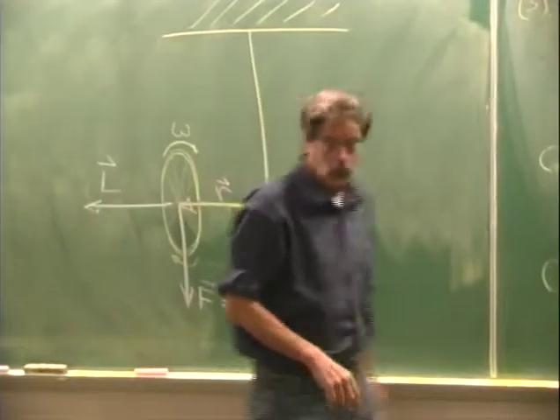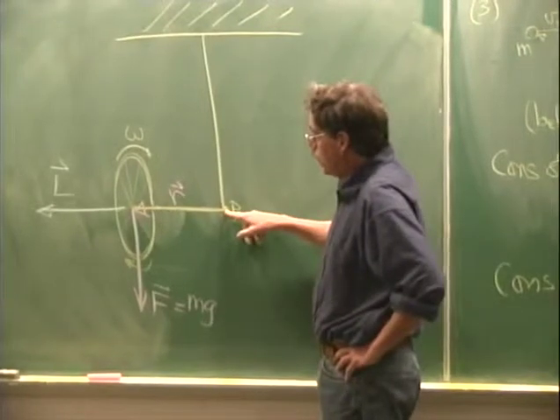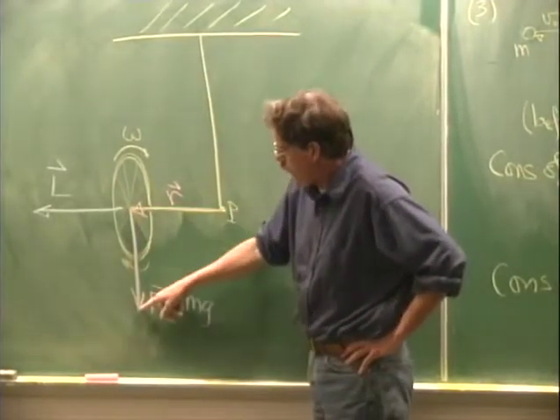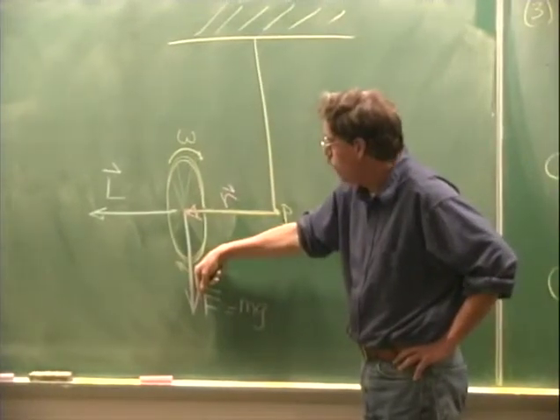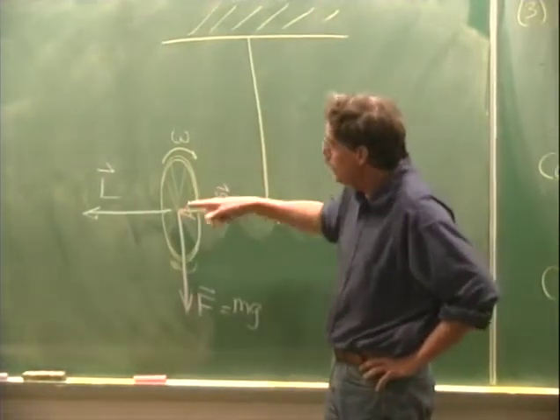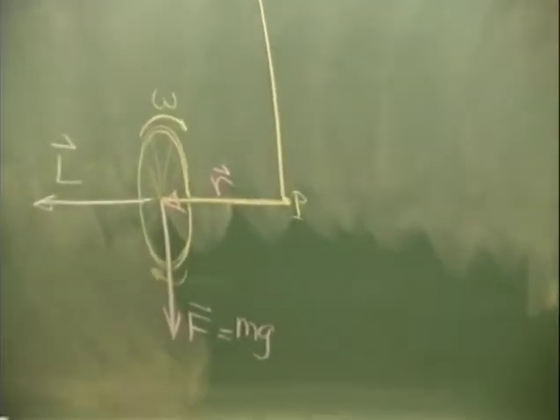Now, let's see. Do I have all the ingredients in there? Here's the point about which I'm going to calculate torques. Here's the place where the force acts, at the center of the wheel. The force is mg, pointing straight down. The angular momentum of the spinning wheel is to the left. What direction is the torque about P?